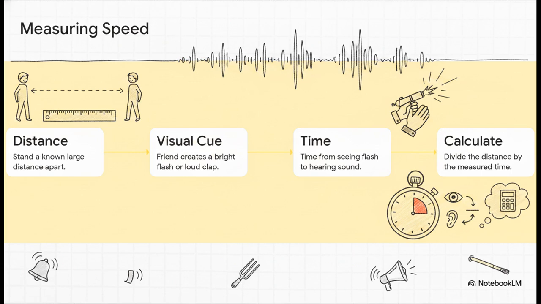The absolute genius of using a visual cue here is that light travels incredibly fast, almost instantaneously over these distances. Using light as your starting pistol entirely eliminates human reaction time errors from the very start of your timing.